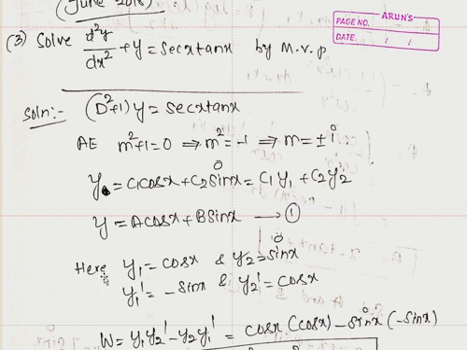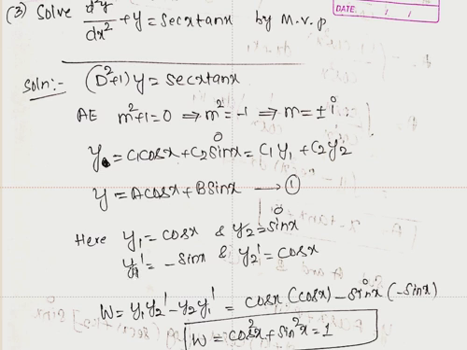Call this equation 1. Here y1 is equal to cos x and y2 is sin x. Next find out y1 dash and y2 dash. y1 dash is the differentiation of cos x, which is minus sin x. y2 dash is the differentiation of sin x, which is cos x.